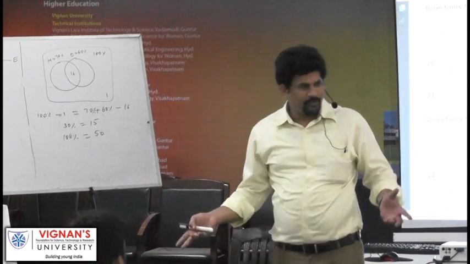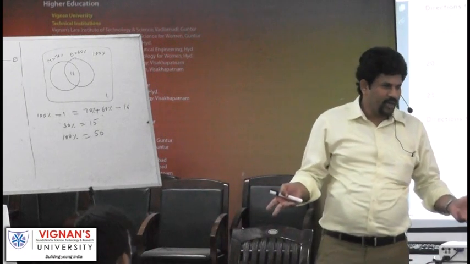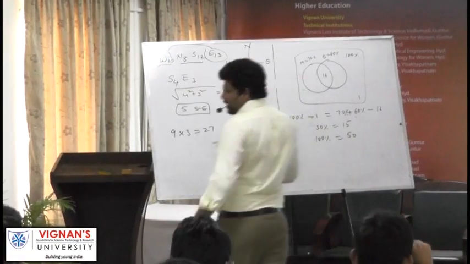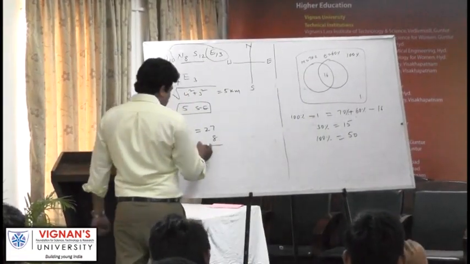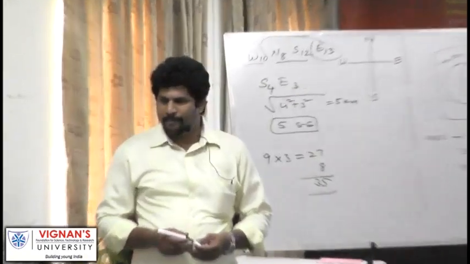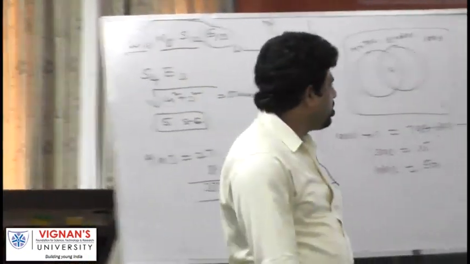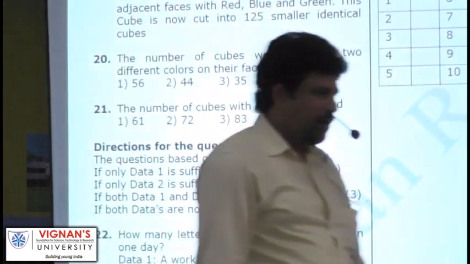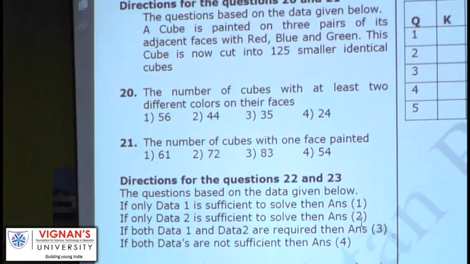But we can count at least 2 colors, right? So we can count all of them, all the 8 also. So corners another 8. So total how many cubes have at least 2 different colors on their face? How many are there? 35.